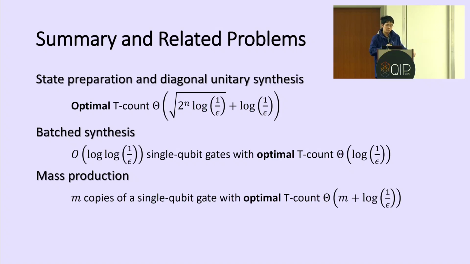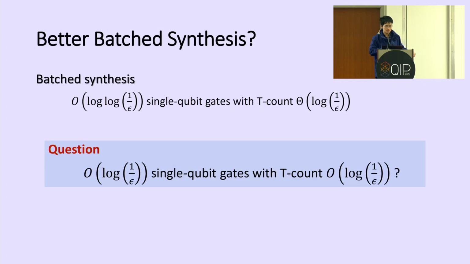Now let me talk about open problems. The first one is regarding this batch synthesis. As I mentioned, if you only want to implement log 1 over epsilon many different single qubit unitaries, you can do it with T count log 1 over epsilon. And this log 1 over epsilon is necessary because even for a single one you need it, but I didn't say that the log is the best you can do. So it is possible that you can use log 1 over epsilon many T-gates to implement log 1 over epsilon many different single qubit unitaries. We don't know how to make this work or rule this out. So this is an open problem for you.